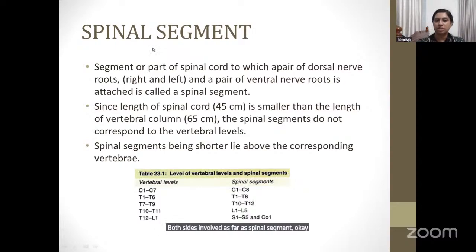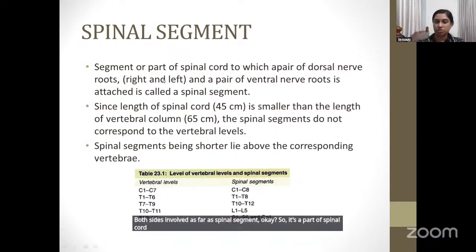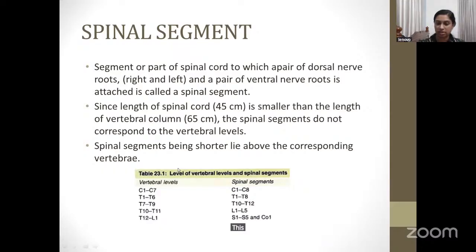Okay. So it's a part of spinal cord to which a pair of dorsal nerve roots, right and left, and a pair of ventral nerve roots is attached, and that is called a spinal segment. And since the length of the spinal cord is smaller than the length of the vertebral column, the spinal segments do not correspond to the vertebral levels. The spinal segments, being shorter, lie above the corresponding vertebrae. Okay, this we have already studied in the previous slides.